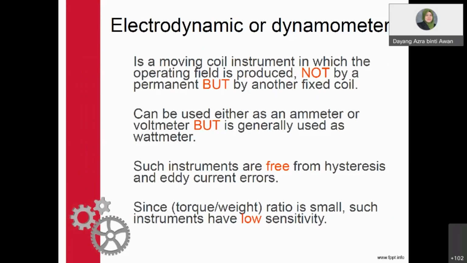So we also have the electrodynamic or dynamometer type, which has a moving coil, but the moving coil is not permanent. They use another fixed coil, so it can be used either as an ammeter or voltmeter. Such instruments are free from hysteresis and eddy current error. Okay, they also have low sensitivity.